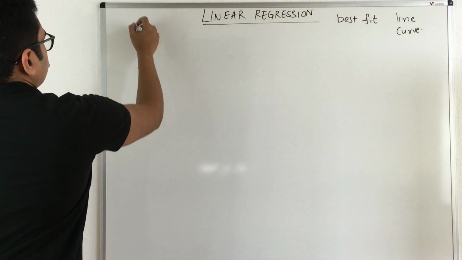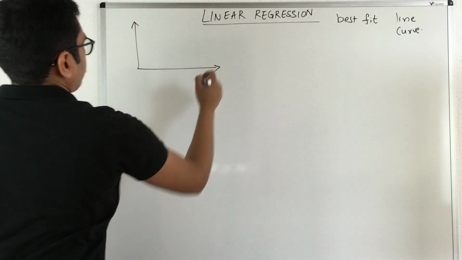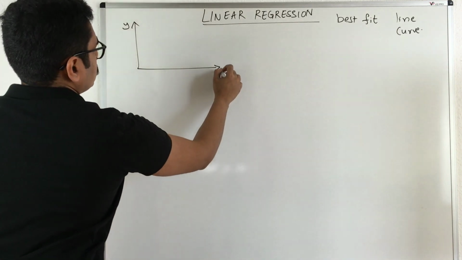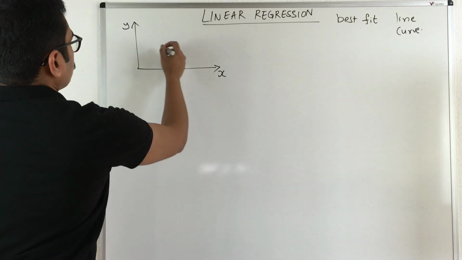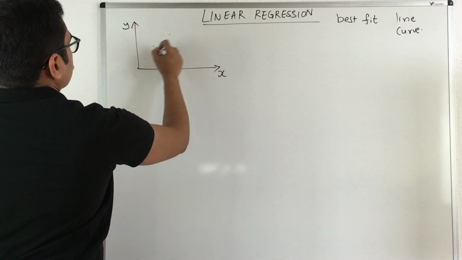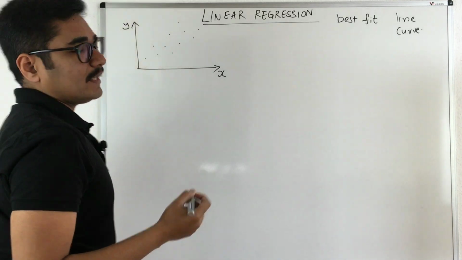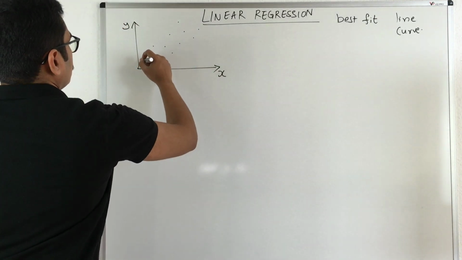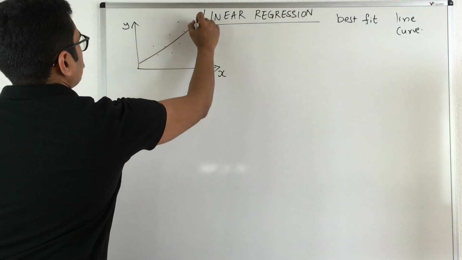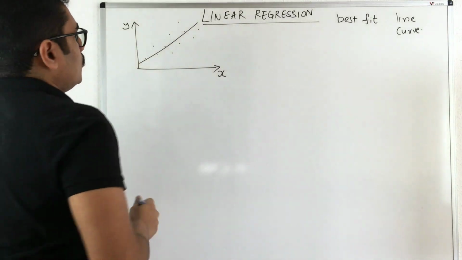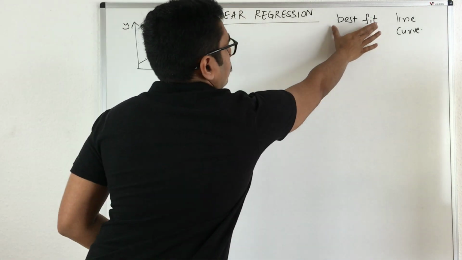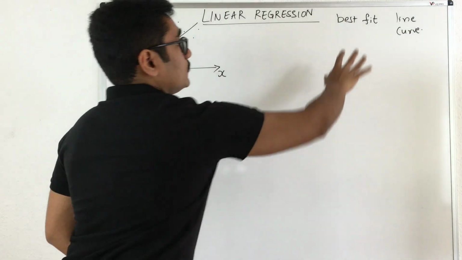Now say this is your y-axis and this is your x-axis. Now say I have some set of points here distributed in this way. What my linear regression will do is it will just fit a line like this. Now what do you mean by best fit, or how do you define this best fit?